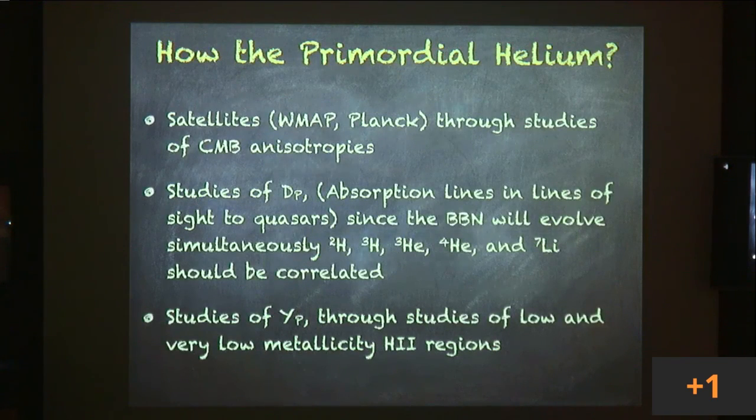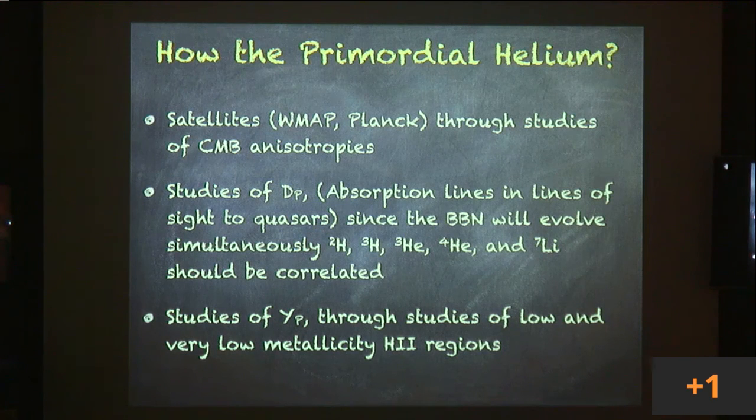So how can the primordial helium be determined? There are three main methods: satellites, as I said, WMAP and Planck, through the studies of the microwave background anisotropies. They can possibly find exquisitely fine, perfect values, and I'll talk about that a little bit later.